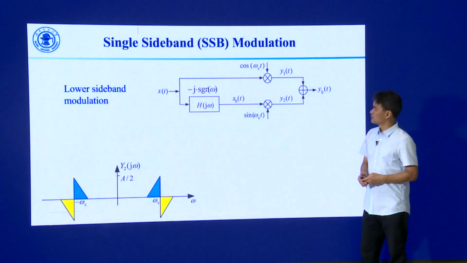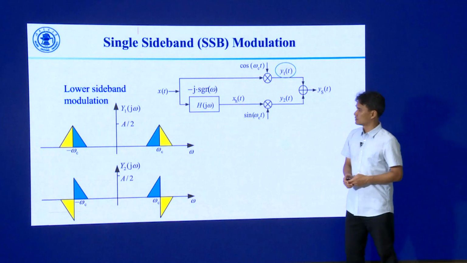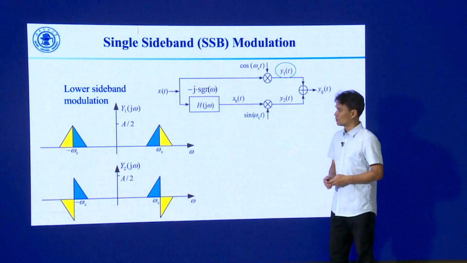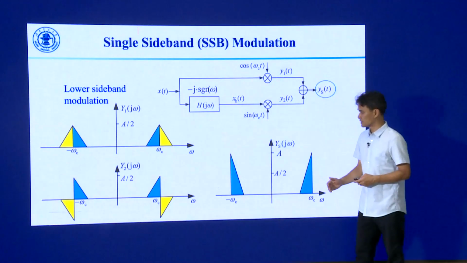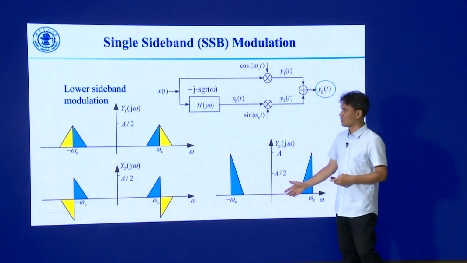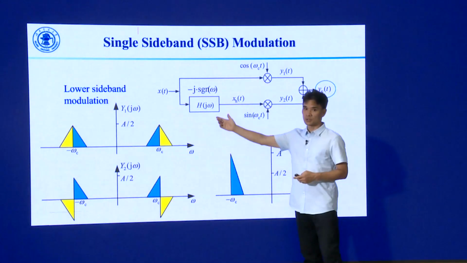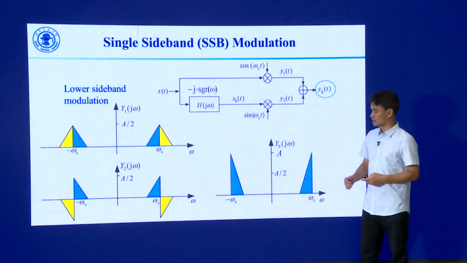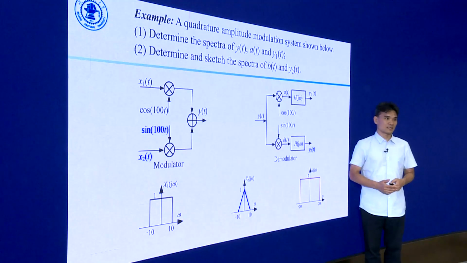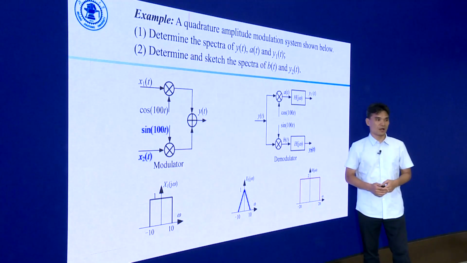Considering both branches, the summation of these two modulated signals will reach a result like we expected, the lower sideband. And this is how we can use the Hilbert transform to implement the lower sideband modulation. With the concept of modulation and demodulation, we are able to analyze more complicated systems.